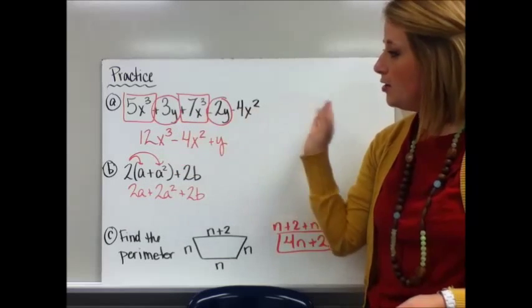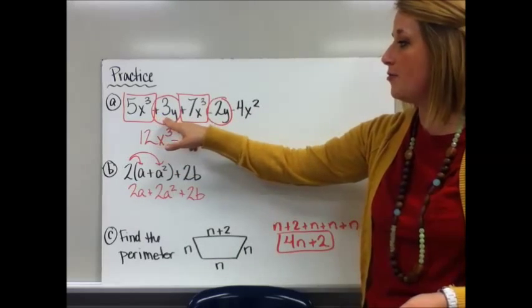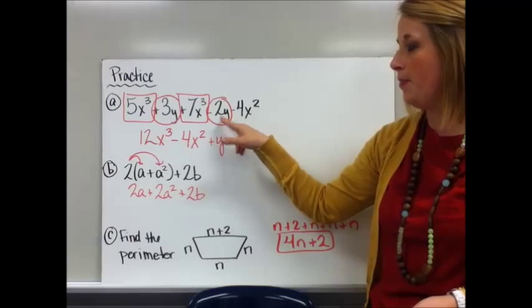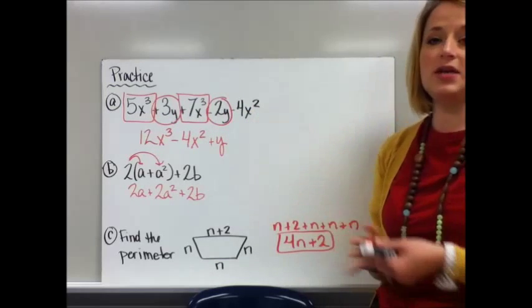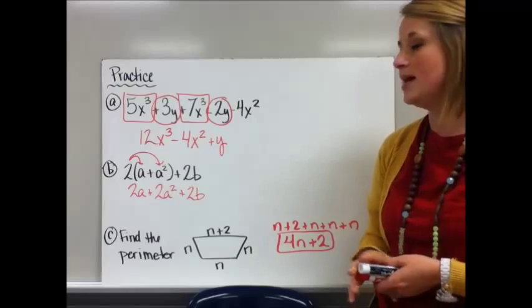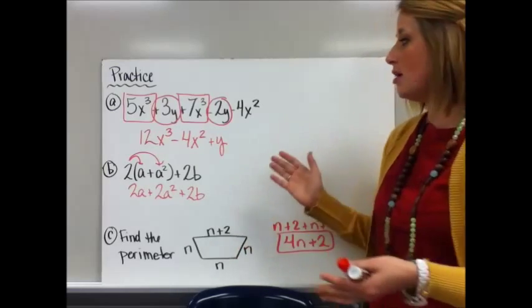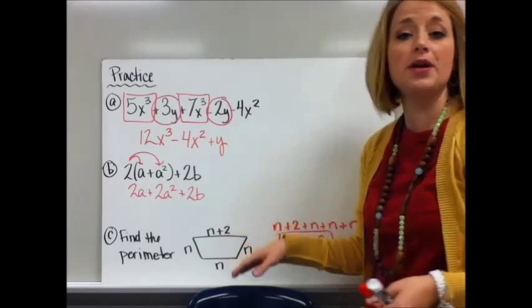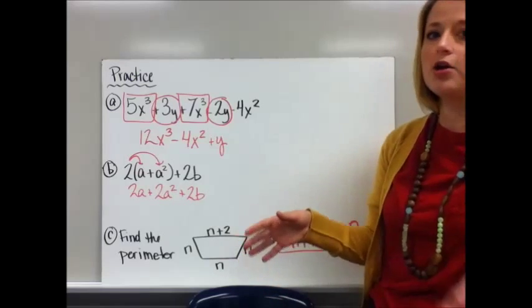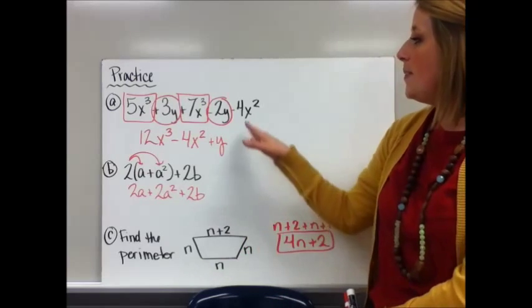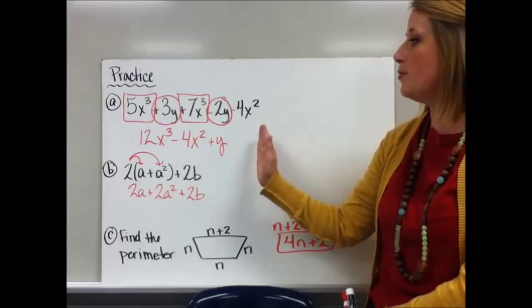Then when I went on looking for like terms, I have a positive 3y and a negative 2y. You'll see that I haven't boxed anything with negative 4x squared because he doesn't have any family members. He's all lonely and by himself. If you wanted to put a different shape, if you wanted to put a heart or a triangle around him, you definitely could. But he doesn't have any like terms, so he's just going to be brought down.